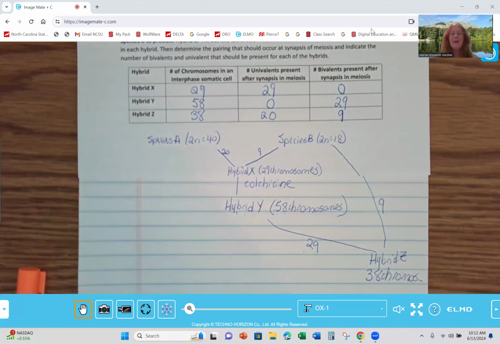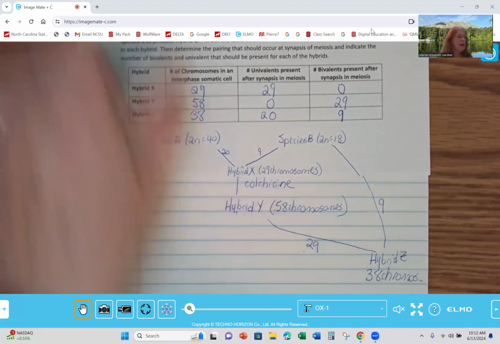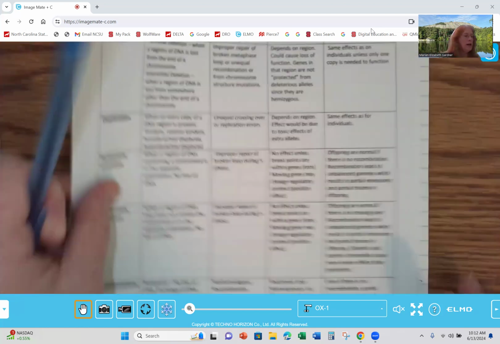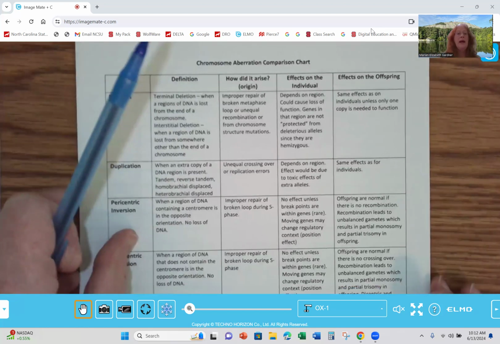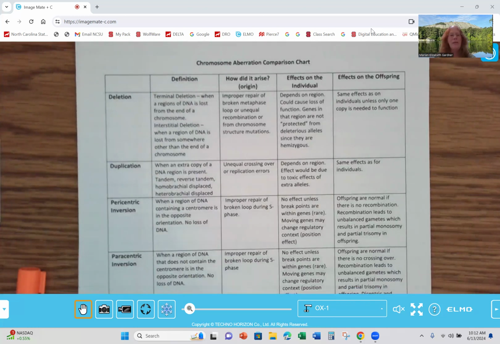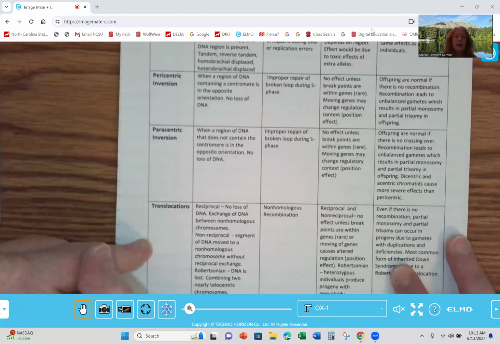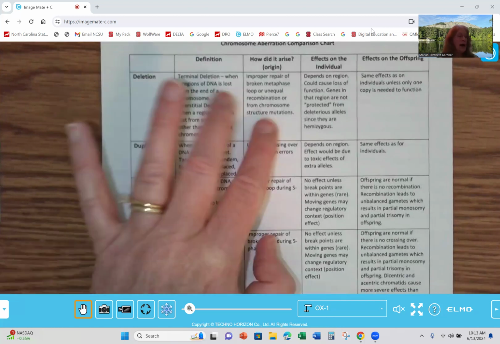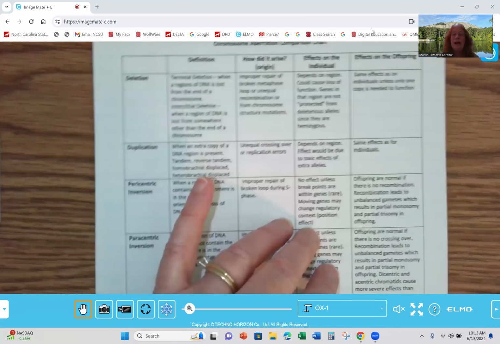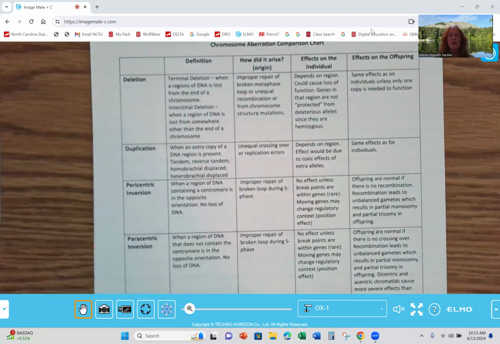Okay, I encourage you to walk through this. I think there are some other examples in the lecture and also in your homework that will help you do something similar. The last thing I wanted to point out today is a chart that is already answered for you. And this is designed to help you identify some of the differences between the types of chromosome aberrations. Remember, we have deletions, duplications, inversions, and translocations. And then also, how did they originate? What kind of effect could we have on that particular individual? And then what kind of effect could we have on the offspring?